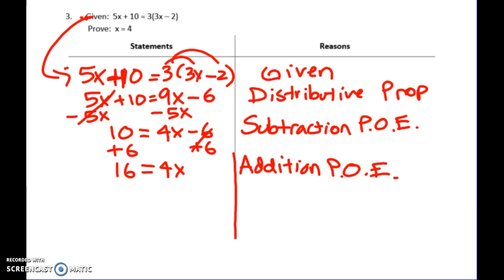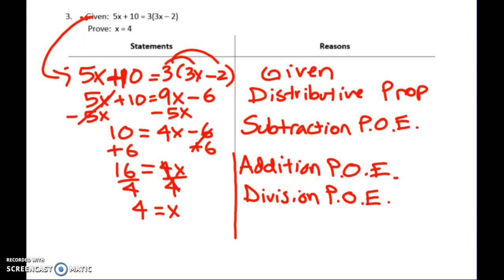All right, last step on the right-hand side. I got a 4 that I need to get rid of. How do I do that? Divide by 4, because it's a coefficient. Once we divide by 4, on the left-hand side, 16 over 4 is 4 equals x. And what did I just do? Division, property of equality.